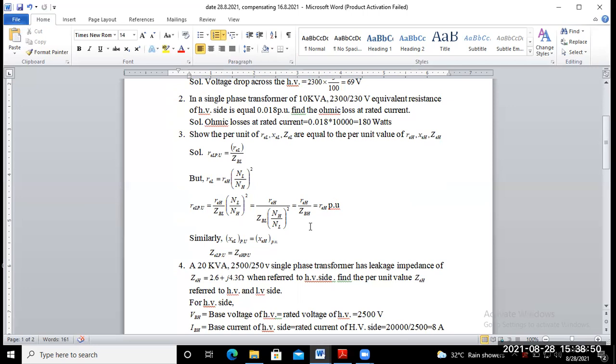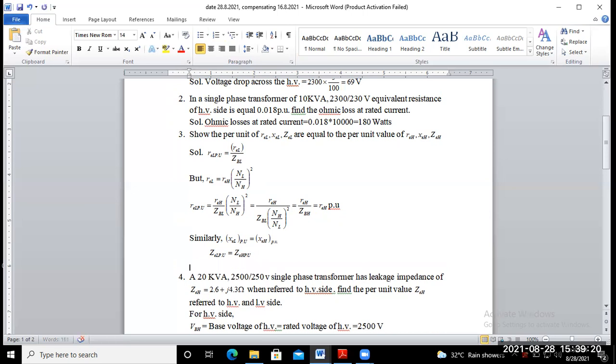Similarly, if you want to represent the per unit leakage reactance of the low voltage side, that also becomes the equivalent leakage reactance on the high voltage side. So XEL in per unit equals XEH in per unit. Just the same formula you have to use. Instead of R, you just replace this value by X for the reactance.